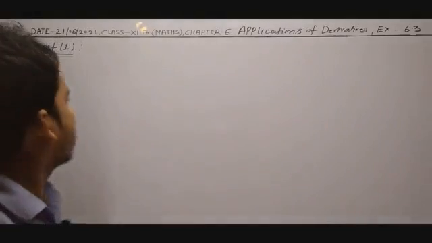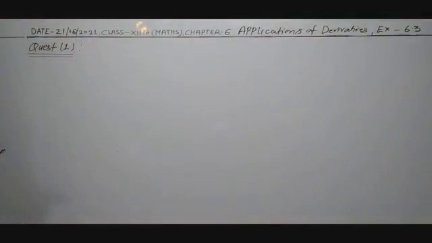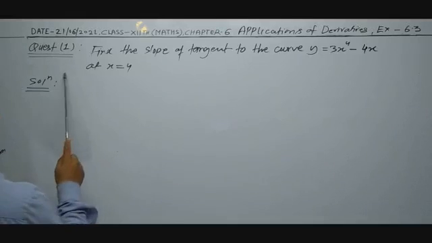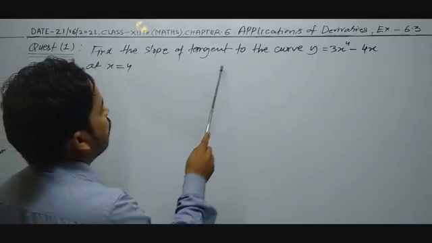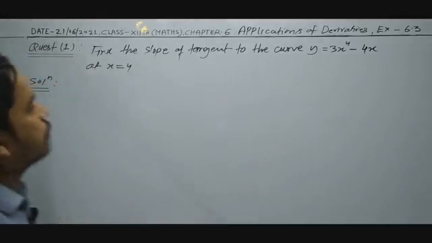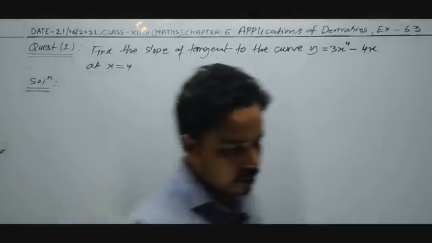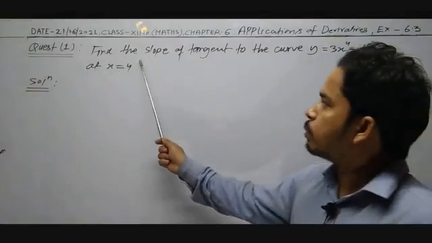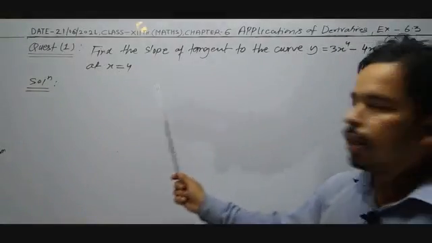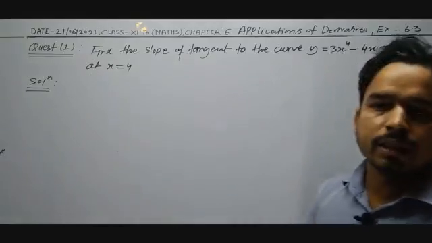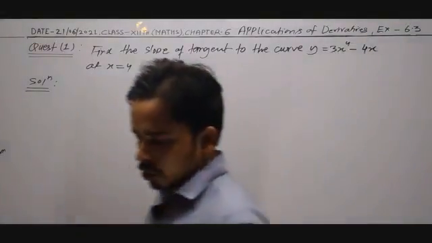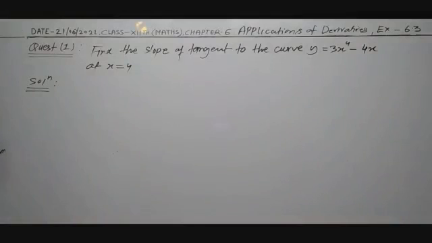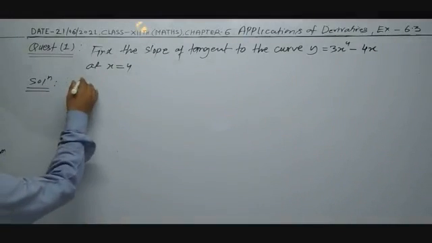See exercise 6.3, question number 1. Question number 1 is: find the slope of the tangent to the curve y is equal to 3x to the power 4 minus 4x. So this is the given equation of the curve, and we have to find the slope of the tangent to the curve at the point x is equal to 4. So first of all you have to write the given equation of the curve. Solution is here.